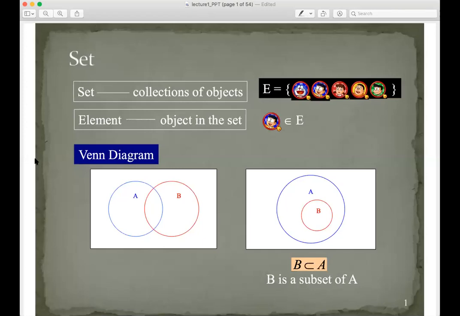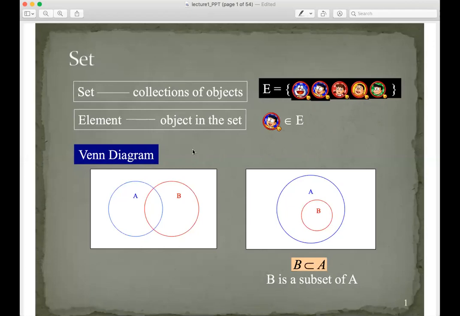For example, we said that a set is a collection of objects. We're trying to define all of the objects that belong to the set E. For example, the 5 characters in the animation Doraemon all belong to the set E. Elements within the set are called objects. So for example, Daihong belongs to the set E.